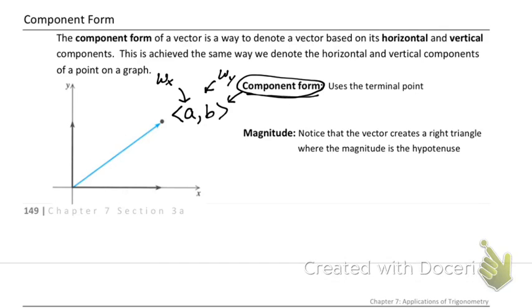All right. I want you to notice that the vector creates a right triangle. Vectors always create right triangles. That's how we do all of these formulas. It does create a right triangle, and let me go ahead and draw that right triangle.